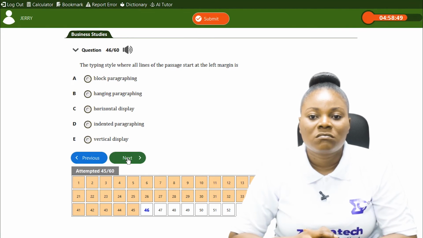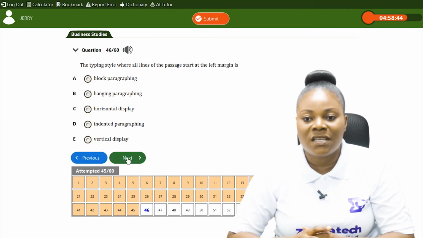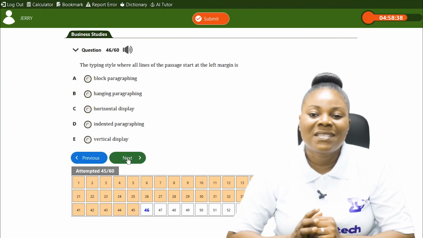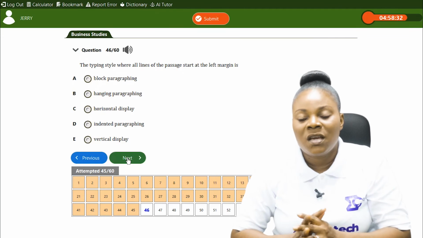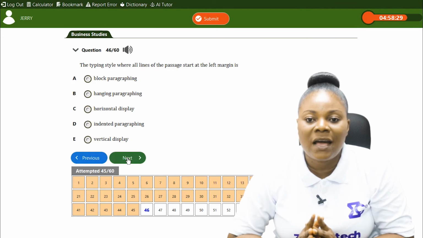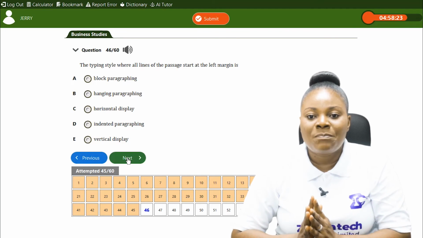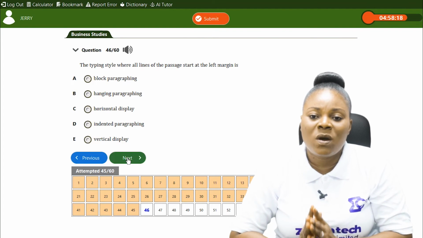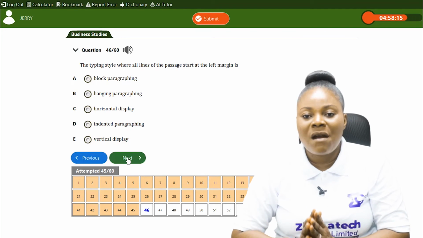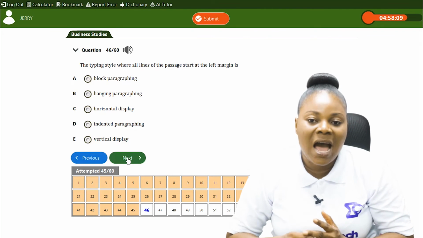The next question, 46. The typing style where all lines of the passage start at the left margin is? Is it the block paragraphing style, or the hanging paragraphing style, or horizontal display, or indented paragraphing, or vertical display? I once mentioned in one of the questions that we have 3 types of paragraph. We have the block paragraph, we have the indented paragraph, and we have the hanging paragraph.